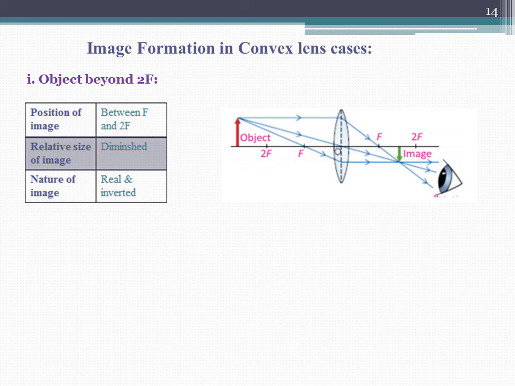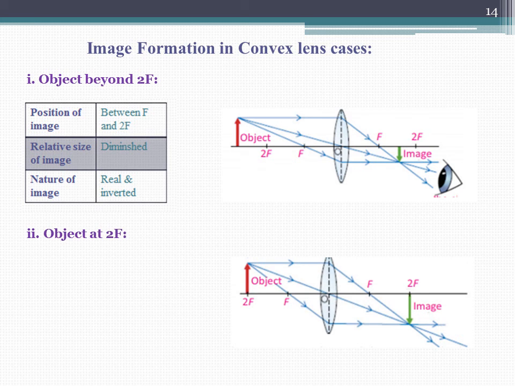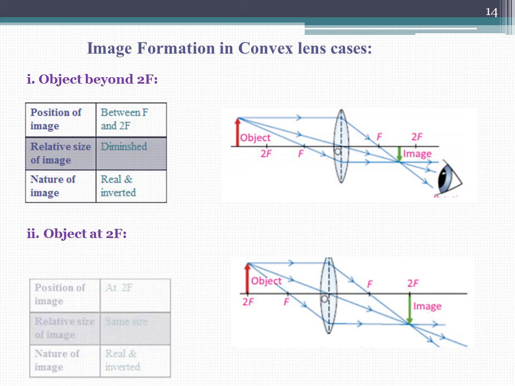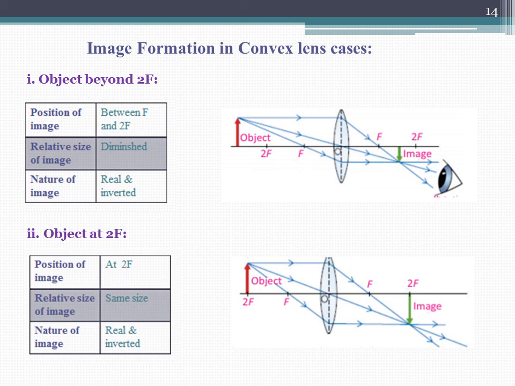and the image is diminished, that is smaller in size than the object. When the object is placed at 2f, then a real inverted image will form at 2f on the other side of the lens. The size of the image will be the same as the size of the object.